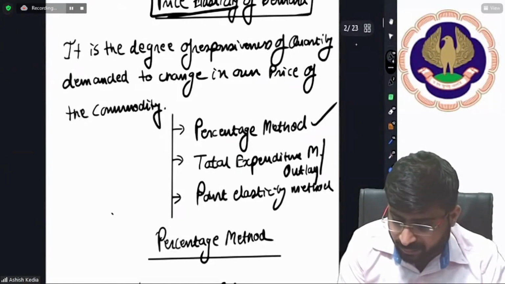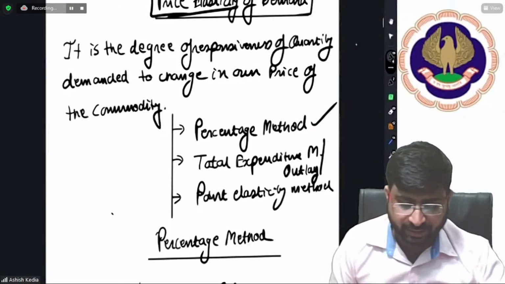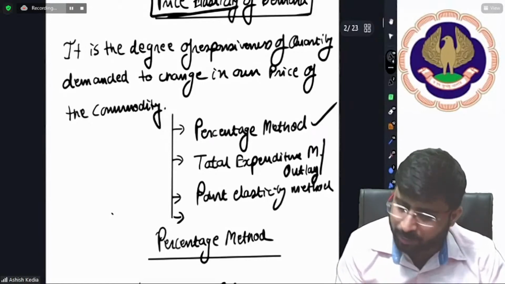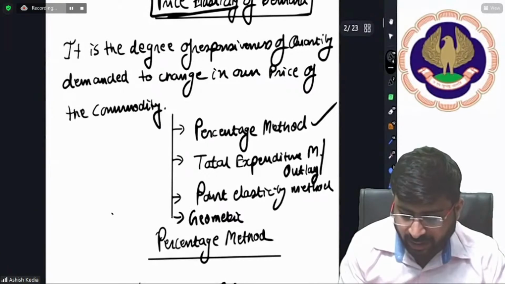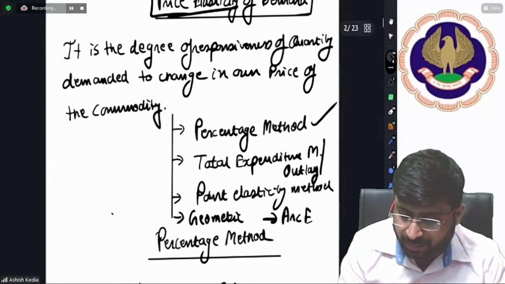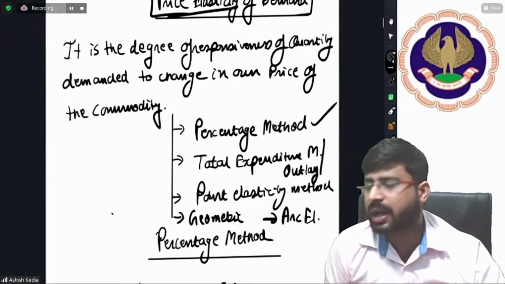Please remember, it is also called the total outlay method. Then there is the point elasticity method. Then you have two more methods, I'll write them down for you. There is something called the geometric method, which we will discuss today as well, and then there is something called the arc elasticity method.